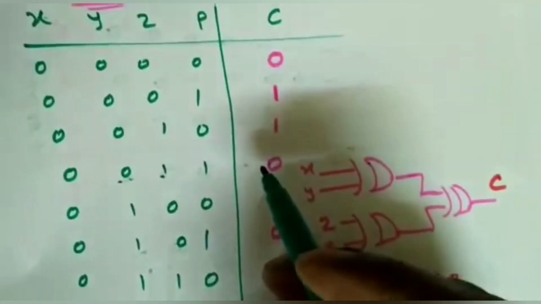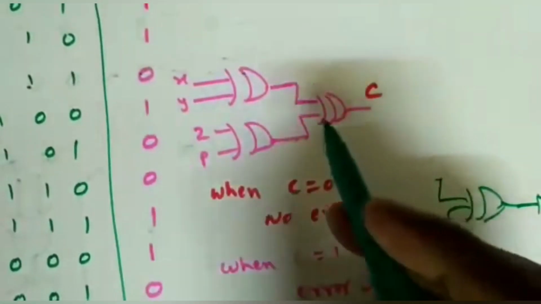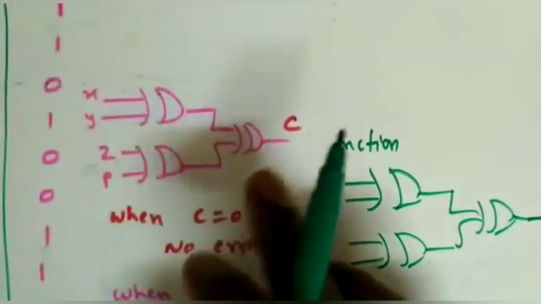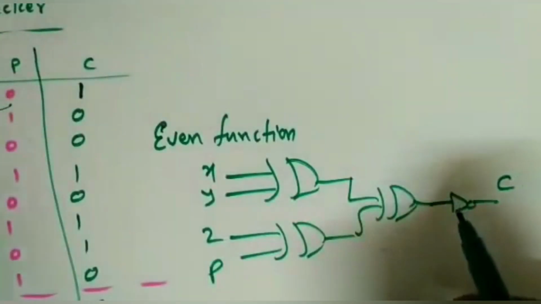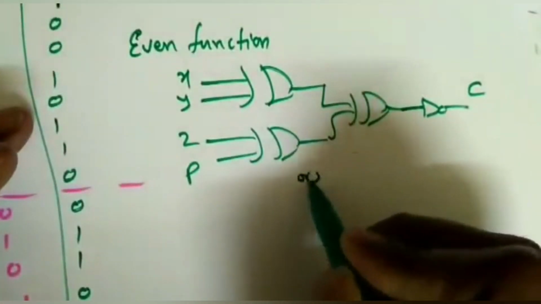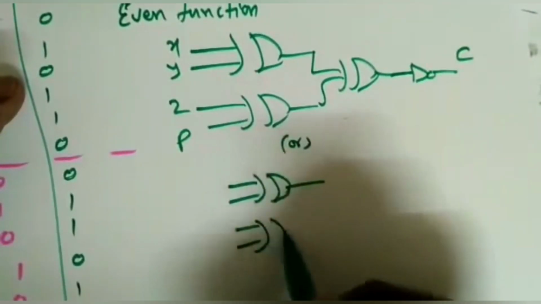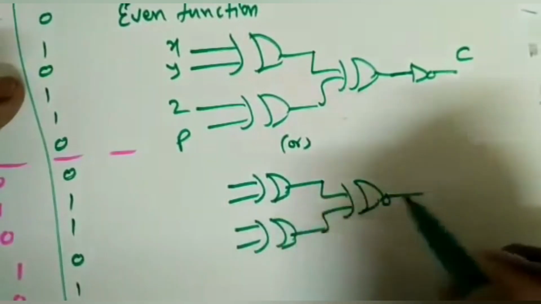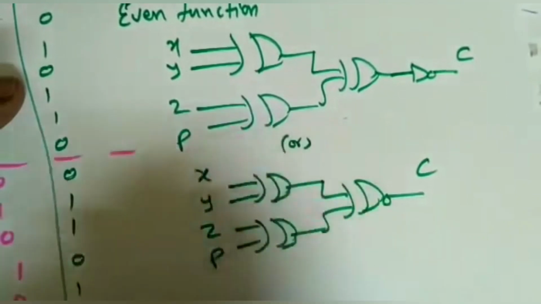Why is it called an odd function? Whenever the number of ones is odd, the function value is 1, which is nothing but the exclusive OR function. So this is just the opposite of this one. That means we get the exclusive OR complement. So how do we get the complement? Like this, the total circuit becomes two exclusive OR gates and one more exclusive NOR gate, which gives C. This is X, Y, Z, P.